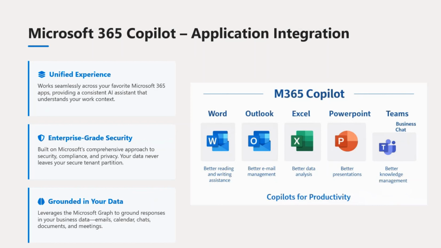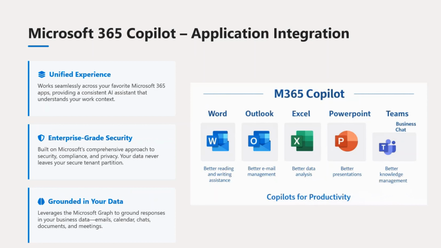Another key point is security. Copilot follows Microsoft enterprise-grade security, compliance, and privacy standards. So organizational data remains protected and stays within your organization tenant. It is also powered by Microsoft Graph, which allows Copilot to understand the context from business data such as email, meetings, chats, and documents. Because of this, the responses and suggestions it provides are more relevant to the user's work.